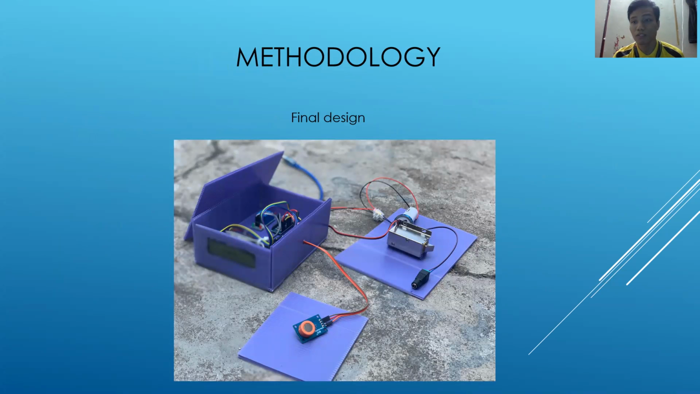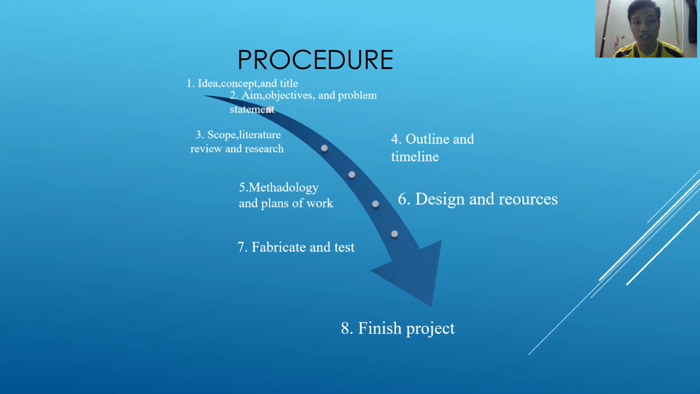Methodology. This is our final design. The procedure is, first, idea, concept and the title. Second is aim, objective and the problem statement. Number 3 is scope, literature review and research. Number 4 is outline and timeline. Then is methodology and plan of work. Number 6 is design and process. Number 7 is fabricate and test. And finally is finish project.